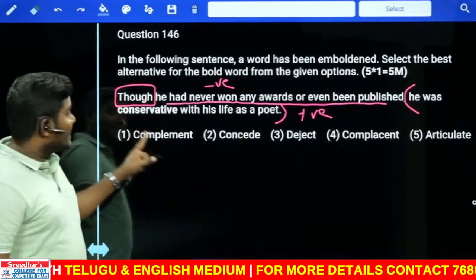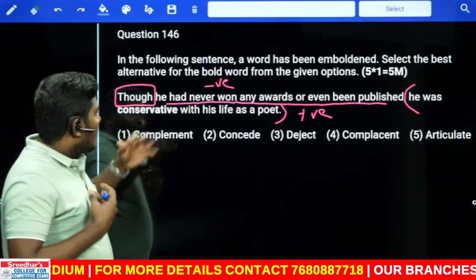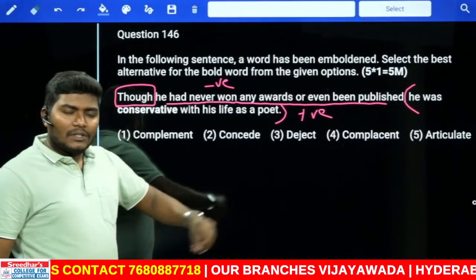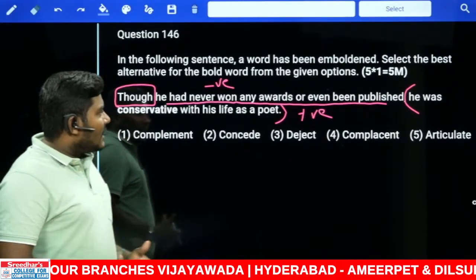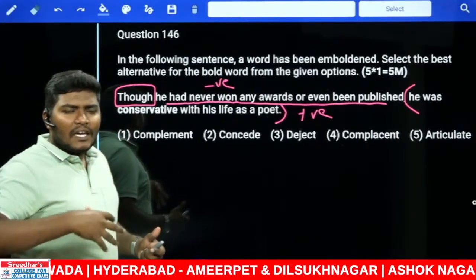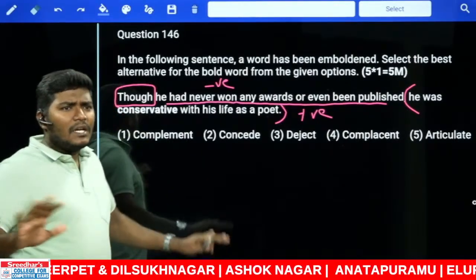Okay, now look at the word very carefully. He was conservative with his life as a poet. See, let us take myself, okay? Now, I had never won any award. My works are not at all published, but still I am always conservative with my life as a poet. I am a poet, okay? So even I am not getting any awards, though my work is not published, I'm still balanced with my life.